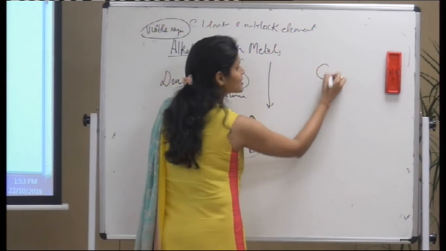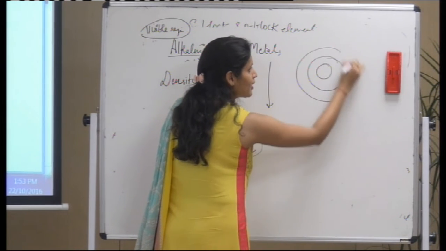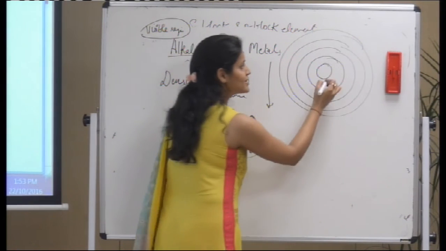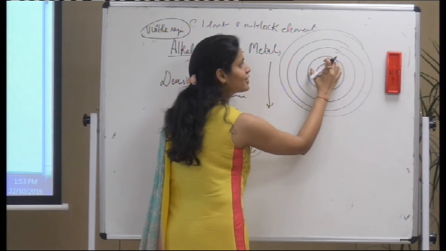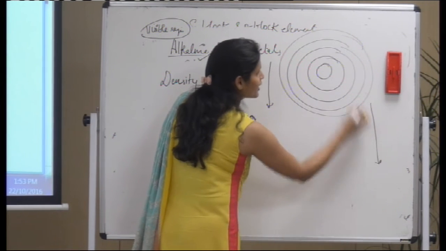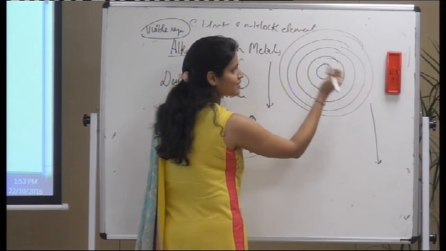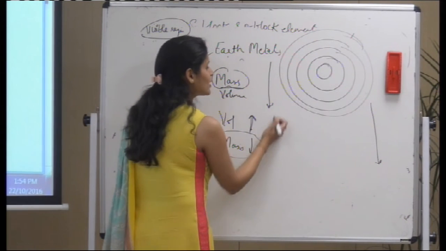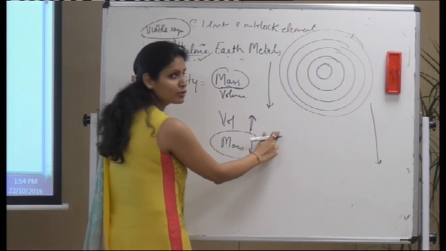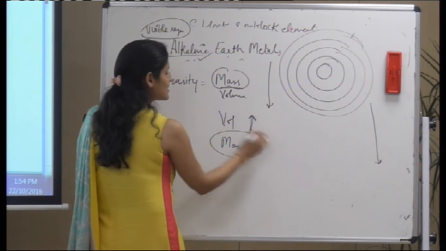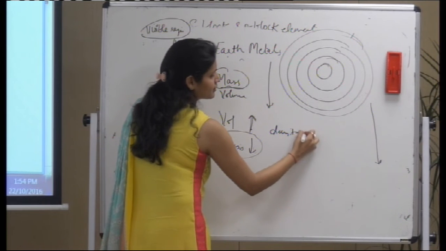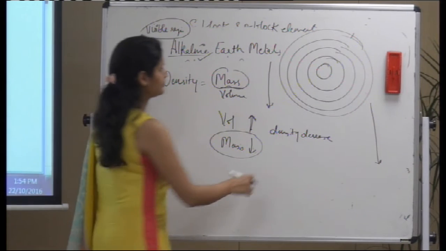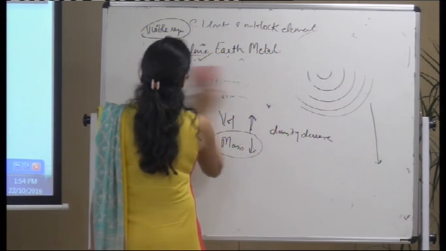How is volume increasing? Because each time an extra shell is being added to the atom. That means if initially this was the volume, then down the group, as the atomic number increases, the number of shells increases. That means the volume has increased. And this way I can say that down the group, due to increase in volume, the density has decreased. Clear?